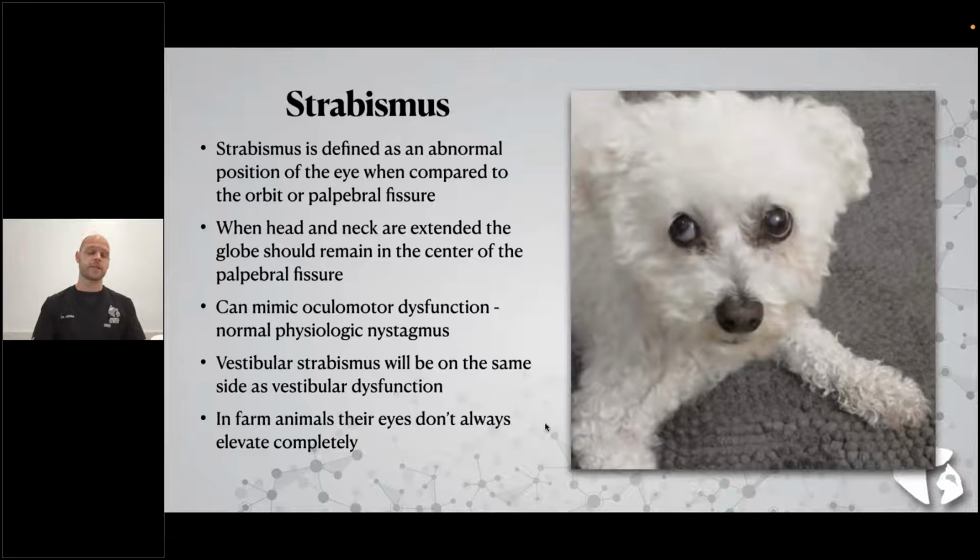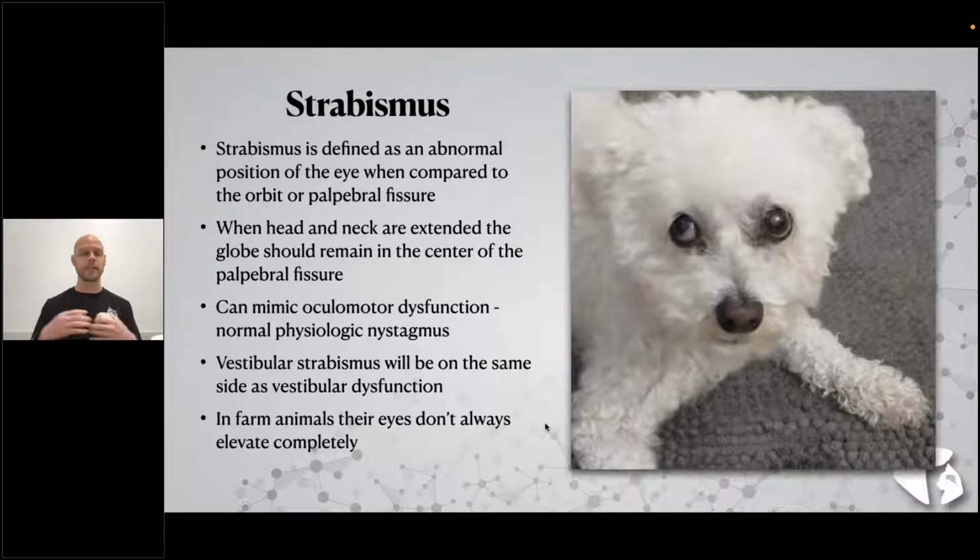And strabismus is a difficult one because it can mimic ocular motor dysfunction. The way that you're going to differentiate between those two, at least in the motor portion, would be your normal physiologic nystagmus. So do they have one or not? Because that is testing your ocular motor function. The other portion of the oculomotor nerve would be the parasympathetic, which is the innervation of the pupil. So your PLR is going to also help you. Everything is kind of tied together there.